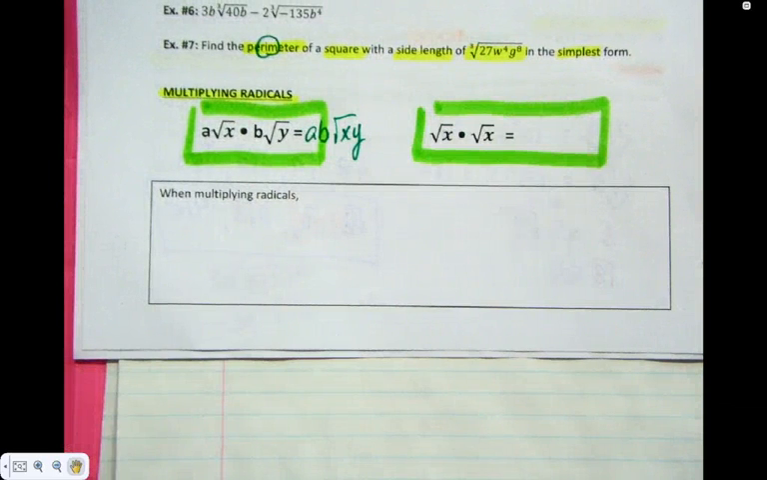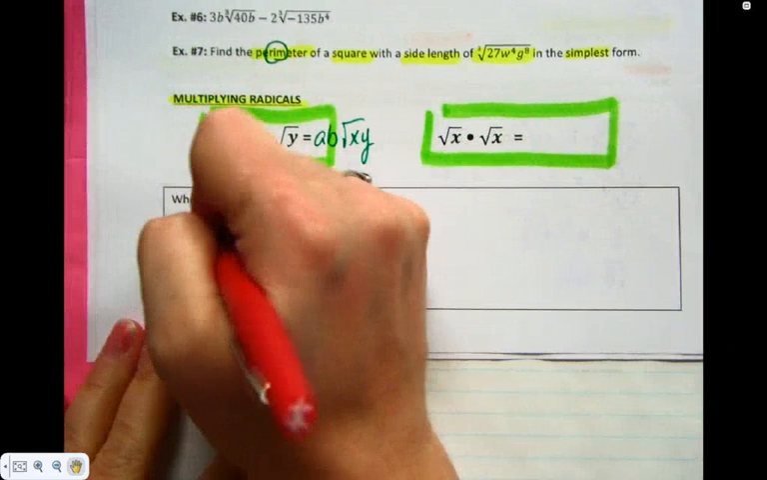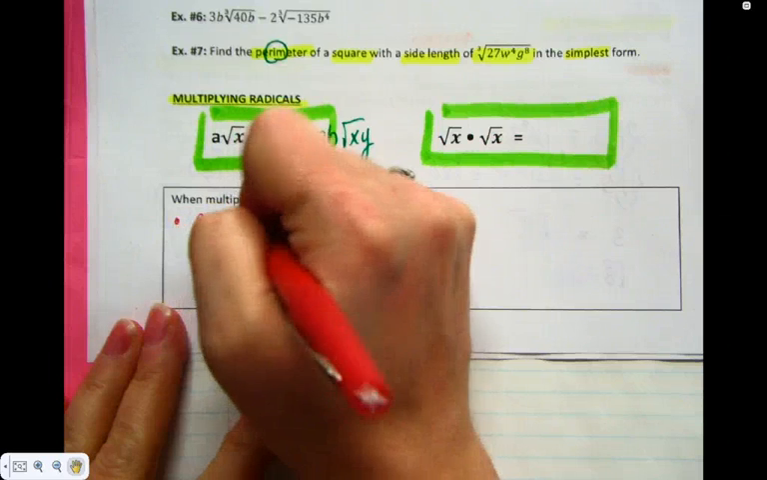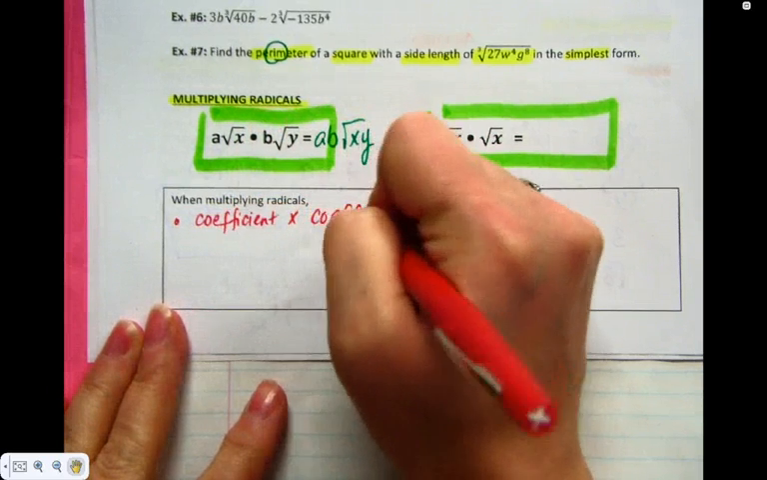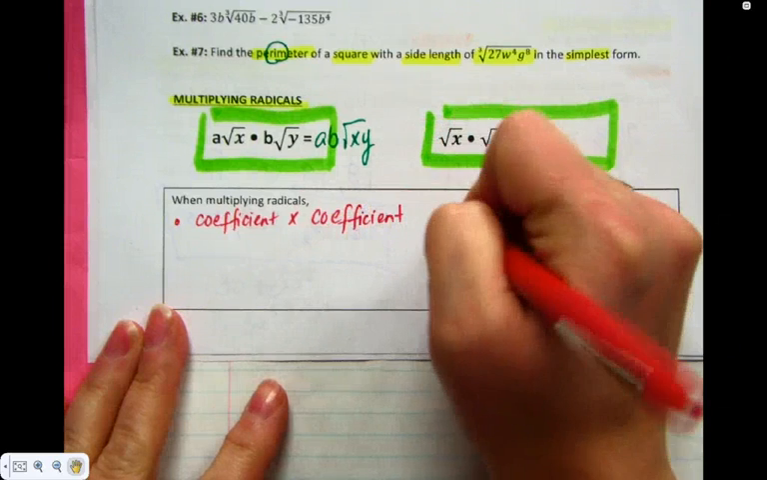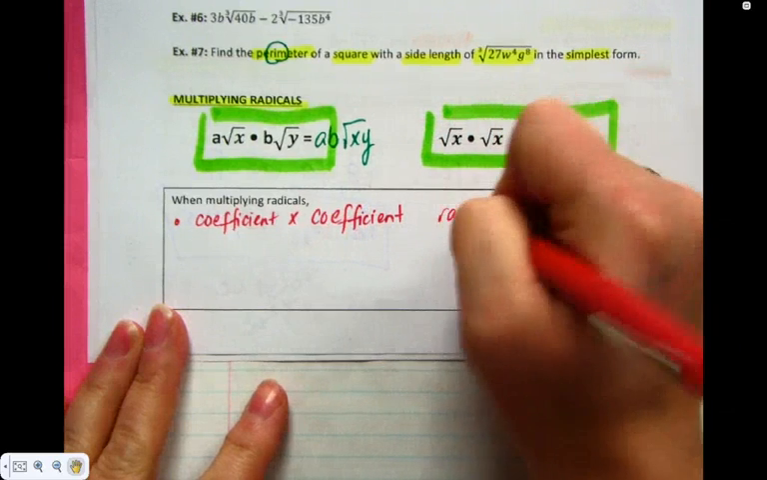Exactly the same as polynomials. Coefficient times coefficient, radicand times radicand.